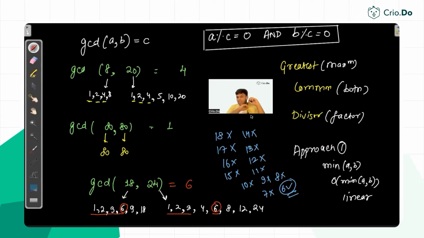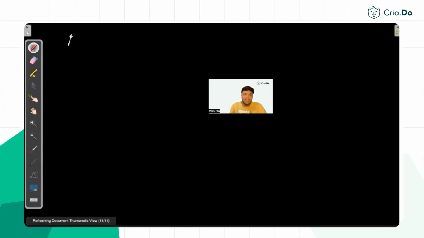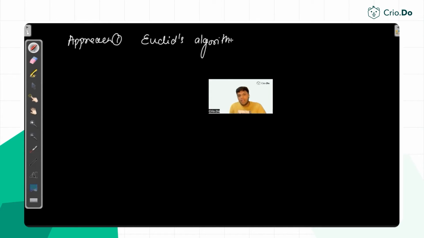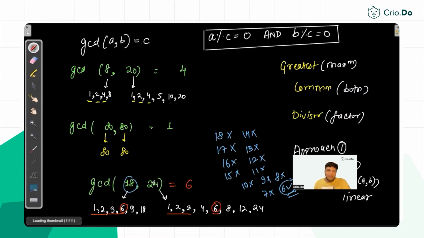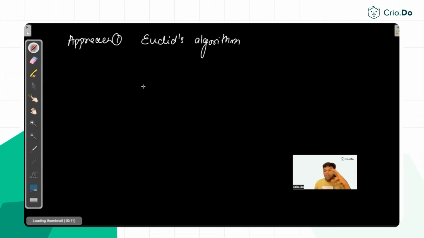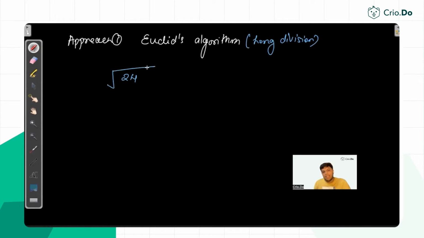The answer is yes. We will actually be applying the algorithm known as Euclid's algorithm. Approach 2 is nothing but Euclid's algorithm. What is Euclid's algorithm to calculate the GCD of two numbers? Let's take the same example, 18 and 24. We will actually do long division. Euclid's algorithm is nothing but long division. We will start with 24 as the numerator and 18 as the denominator.